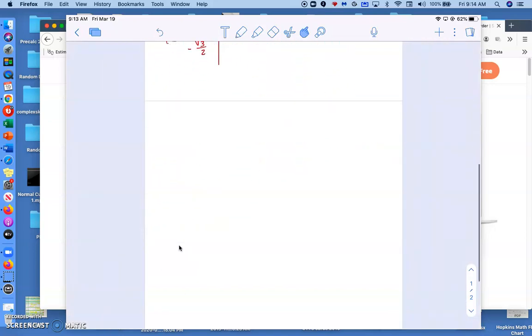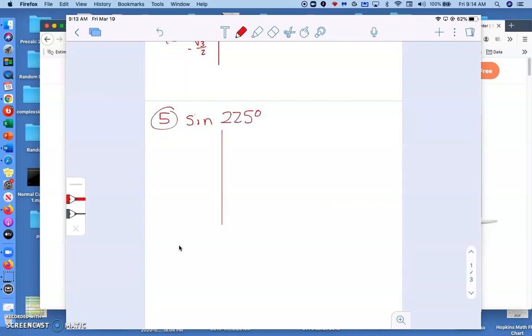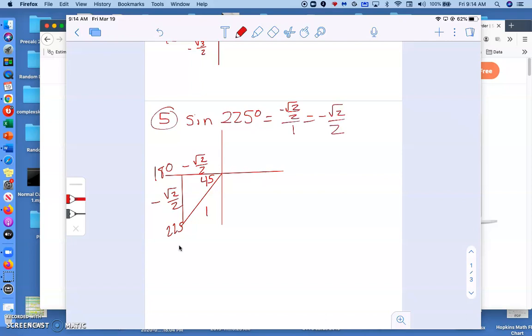And then let's not forget, I just realized I did an awful lot of 30, 60, 90 ones. What if I said the sine of 225 degrees? So 225 is down here and 180. So that means our reference angle has to be 45. So this is root 2 over 2, root 2 over 2. We go backwards and down, so negative and negative. Opposite, so negative root 2 over 2 over 1 is just negative root 2 over 2.